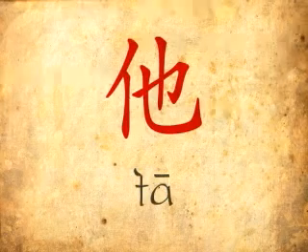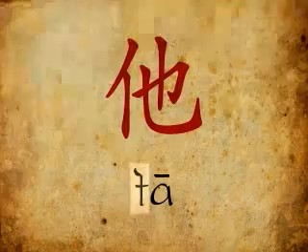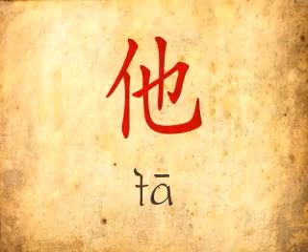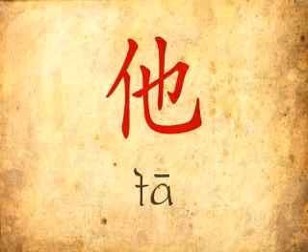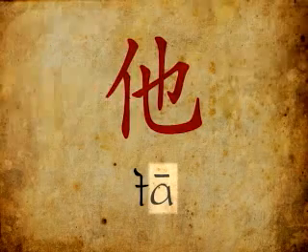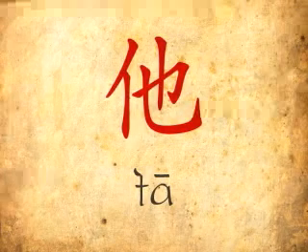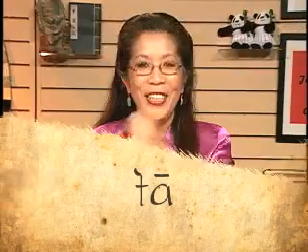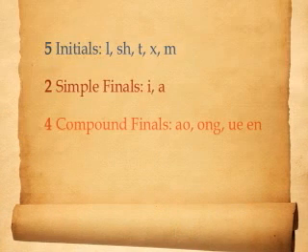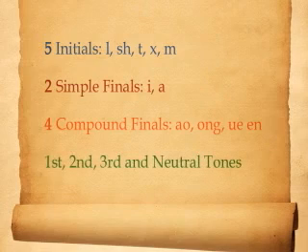What is the initial? Yes, t is the initial. Is there a simple final? There is, you're correct. The simple final is a with the first tone. Listen, t, a, ta. Say ta after me, ta. 很好,同学们. So, in today's vocabulary, we have 5 initials, 2 simple finals, 4 compound finals. And we use the first, second, third, and the neutral tones. Be sure to copy the pinyin syllables with the tones on your worksheet for this lesson.